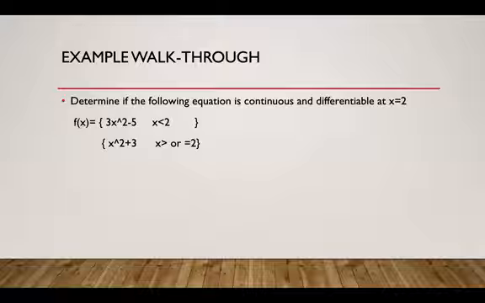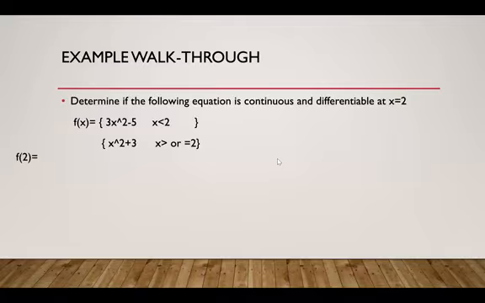For a function to be continuous, our y value at that x value must exist, so there must be a point at that x value. Secondly, the limit must exist at that x value. And lastly, f of x must be equal to the limit as x approaches that value of f of x. Okay, so let's do that really quick.